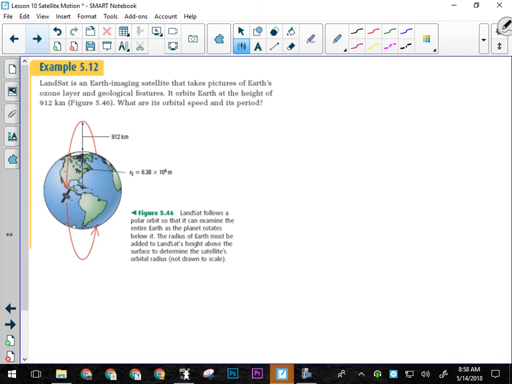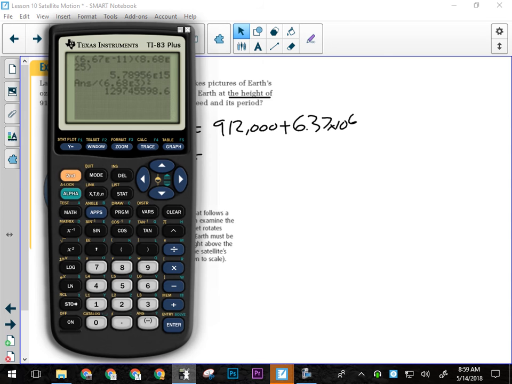Now there's a couple of tricks in this question. First off, we're told it orbits at a height of 912 kilometers. Where's that measured from? That's measured from the surface. Where do we want radius measured from? The center. So the first thing we have to do is calculate the proper radius. We will have 912,000 meters plus 6.37 times 10 to the 6 meters, the radius of the Earth, to get our actual orbital radius here.